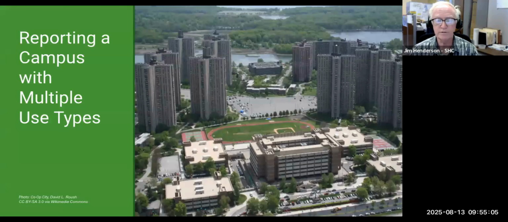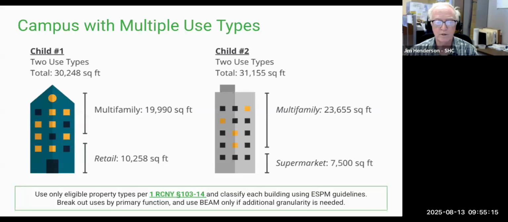All right, so we just completed the steps to create a parent and child property in Portfolio Manager. Now we're going to talk a little bit about reporting a campus with multiple use types. Here's our example. So let's say you have 2 mid-sized buildings on the same BBL. Both buildings have more than one use type. So the building on the left, we have apartments with ground floor retail, and the building on the right also has apartments, but at the bottom floor, they have a supermarket.